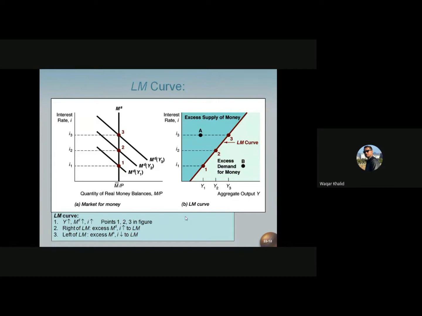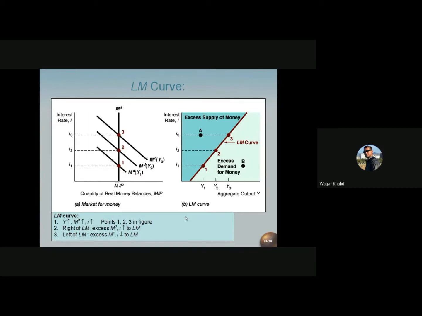So J. M. Keynes stated that the demand for money in real terms depends on aggregate output and the interest rates. And further, he stated that the demand for money is positively related to income. However, the relationship between the demand for money and the interest rate is negative. Demand for money is positively related to income for two reasons. Number one, a rise in income raises the level of transactions in the economy.